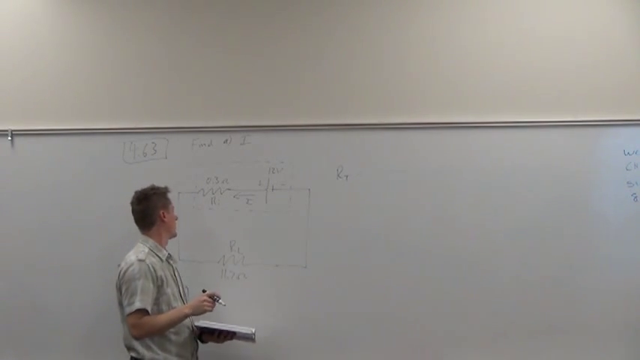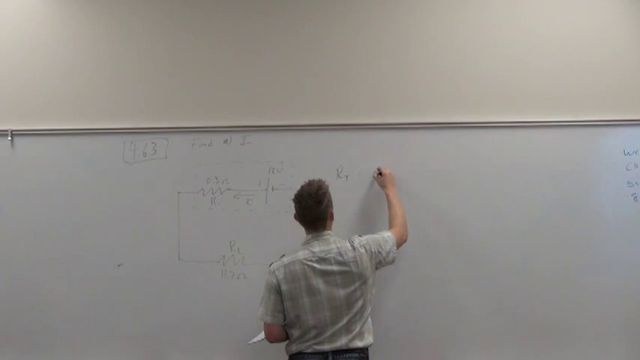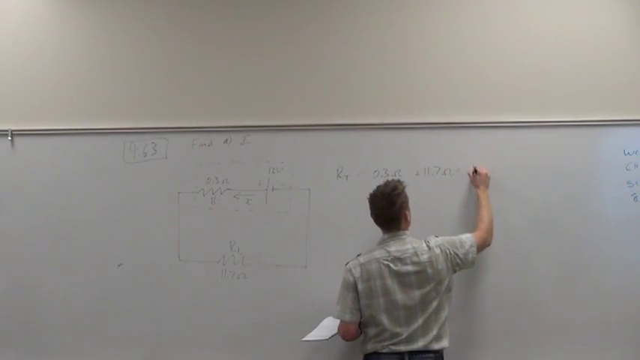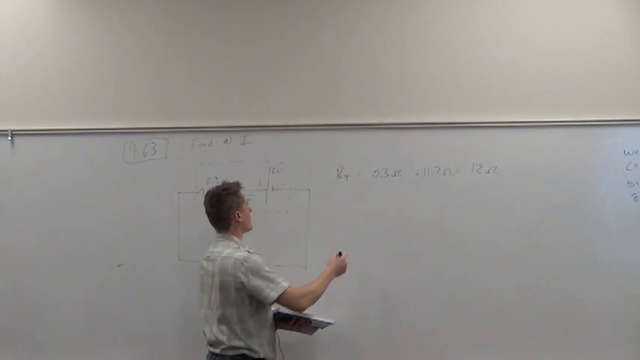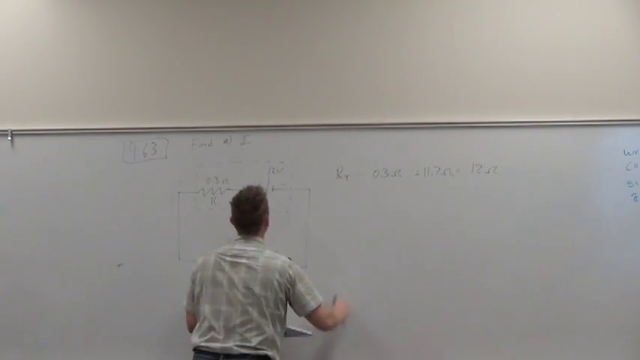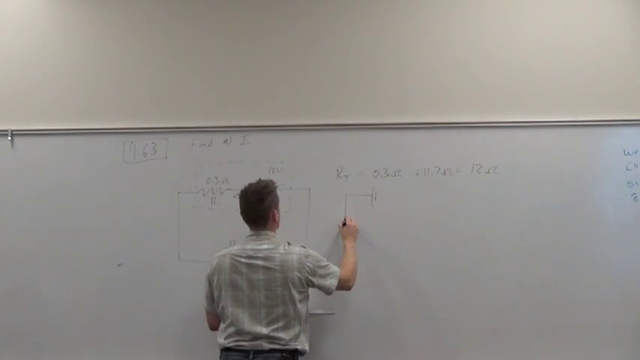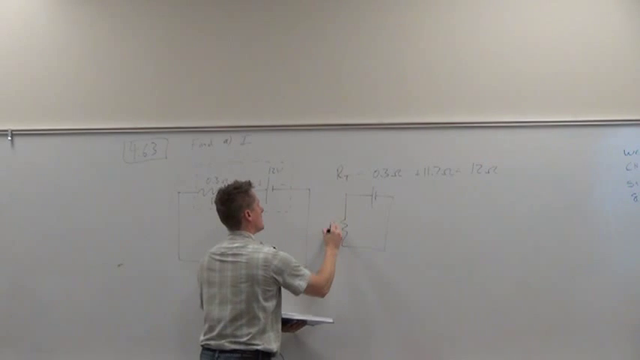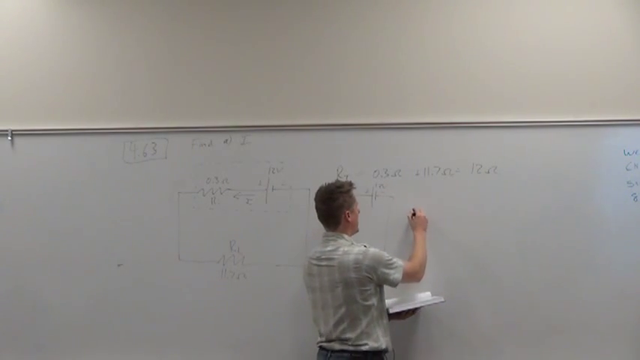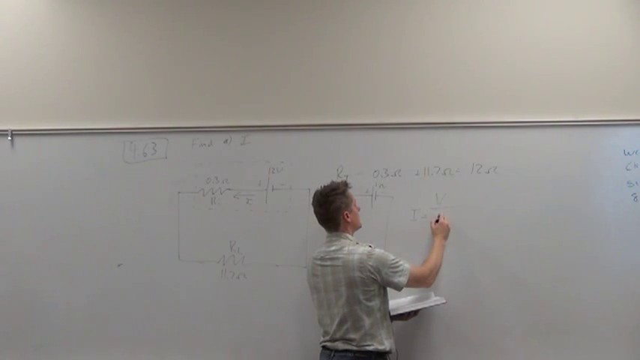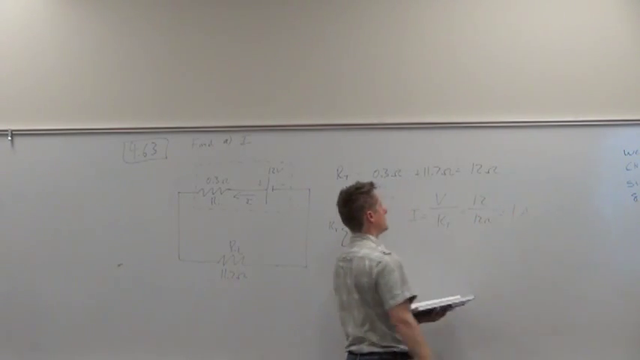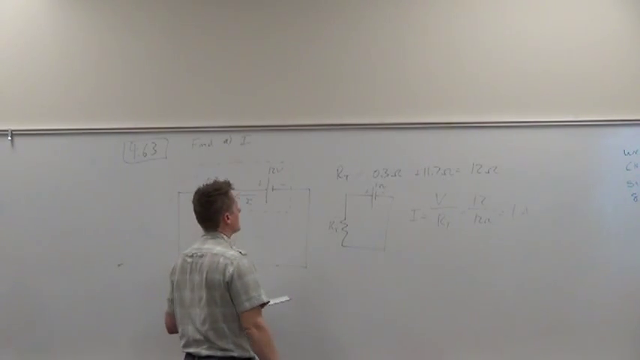RT equals what? 12 ohms, yeah. 0.3 ohms plus 11.7 ohms equals 12 ohms. So you can find the total, and then you can combine all these resistors into this one and then have the battery there. And then you can use Ohm's law to say I is equal to V over R total equals 12 volts over 12 ohms equals 1 amp. So that's part A.